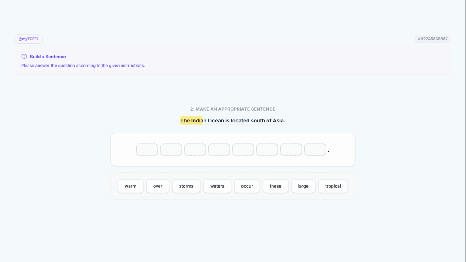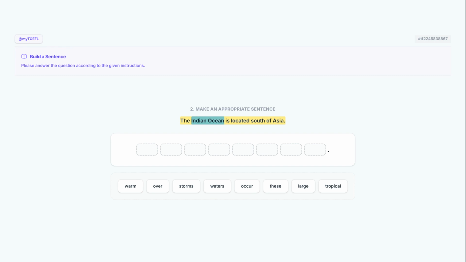The Indian Ocean is located south of Asia. The context focuses on a specific geographic location, the Indian Ocean. It is highly likely that the next sentence will describe a natural event or characteristic specific to that environment. Now, let's arrange our scrambled words to form the correct sentence.